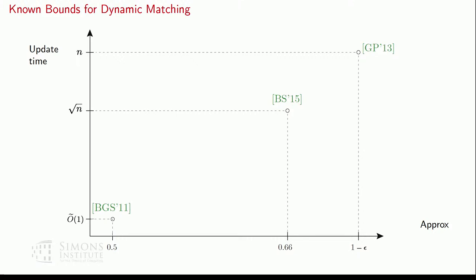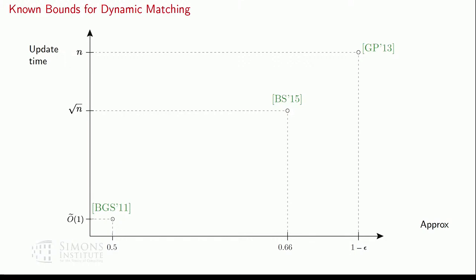More than a decade ago, Baswana et al. showed that you can maintain a maximal matching, a half approximation of maximum matching, in log n update time. A few years later, Bernstein and Stein showed that you can maintain a two-thirds approximation in root n time. So you spend a little bit more time per update, but in return, you maintain a much better approximation. And Gupta and Peng also showed that you can spend root m time, root the number of edges in the graph, and maintain a 1 minus epsilon approximate matching.